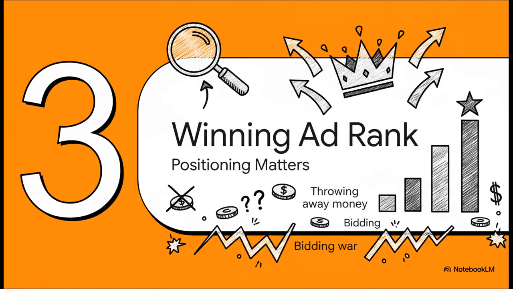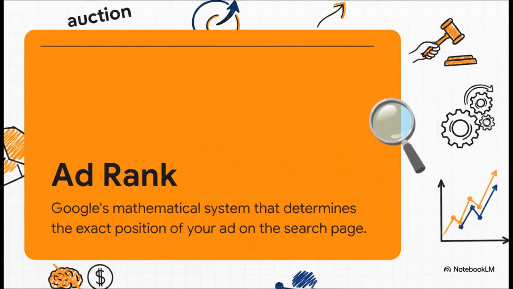Which brings us to Section 3, winning the ad rank. Okay, there's a massive common misconception here that we need to clear up. Most beginners think the person who pays the most per click just automatically gets that #1 position. But Google absolutely doesn't work that way. You actually have to win what's called the ad rank auction. Your position is determined by an algorithm behind the scenes, not just your wallet.